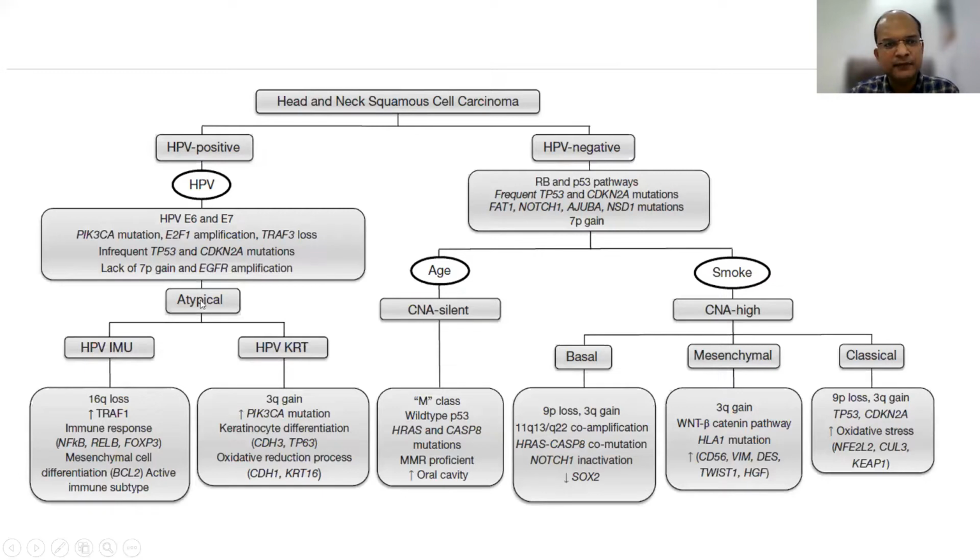In HPV negative tumors, most are atypical type. In HPV negative tumors, I told you about copy number alteration silent and copy number alteration high. Copy number alteration high itself is divided into 3 broad categories: basal, mesenchymal, and classical type.